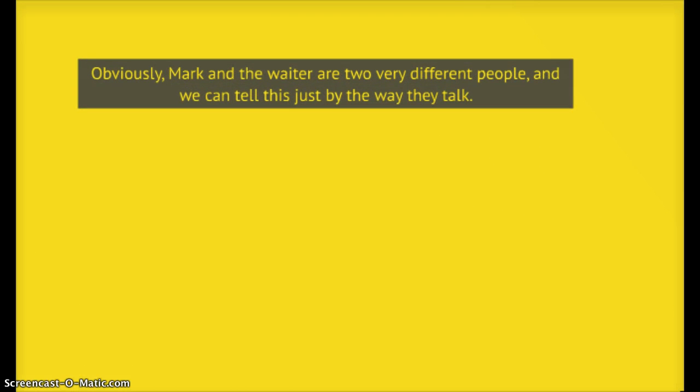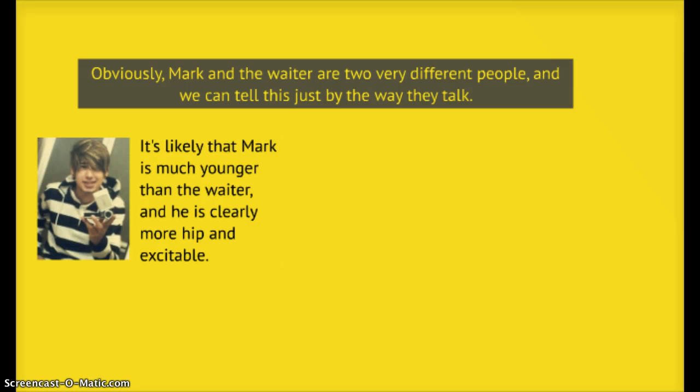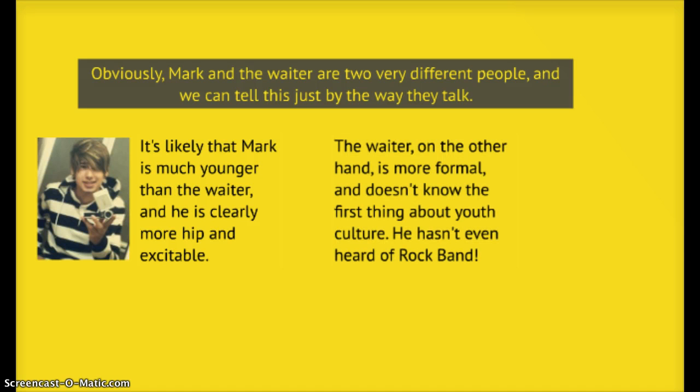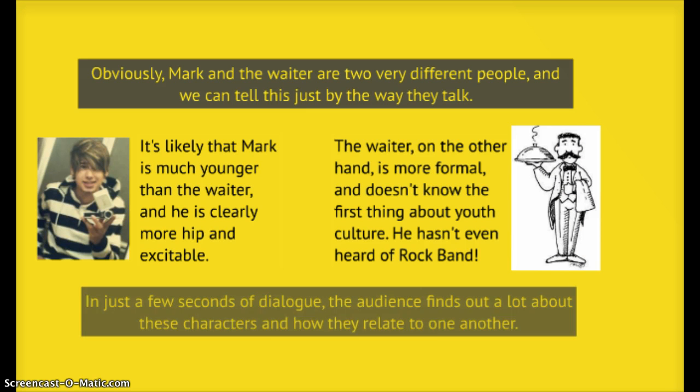Okay, so obviously Mark and the waiter are two very different people, and we can tell this by just the way they talk. On one hand, it's likely that Mark is much younger than the waiter, and he is clearly more hip and excitable. On the other hand, the waiter is certainly far more formal and maybe doesn't know the first thing about the youth culture. I mean, after all, he hasn't even heard of Rock Band. So just through these few seconds of dialogue, you as the reader can find out a lot about these characters and about how they relate to one another just through some simple dialogue.